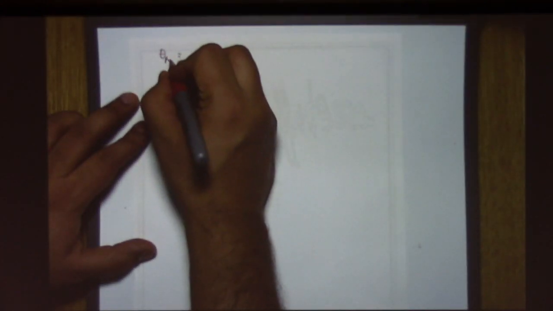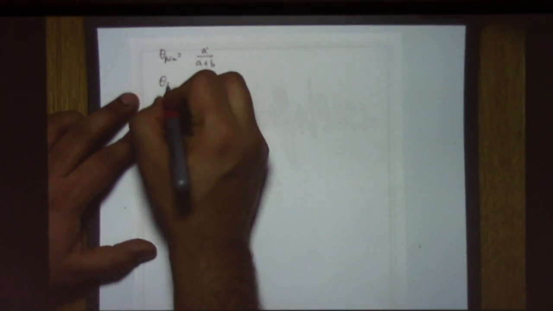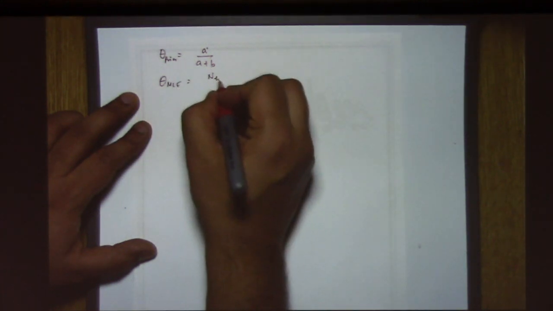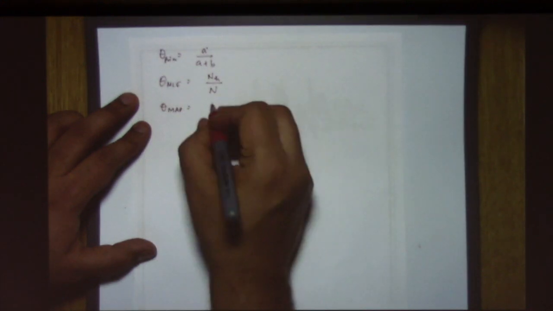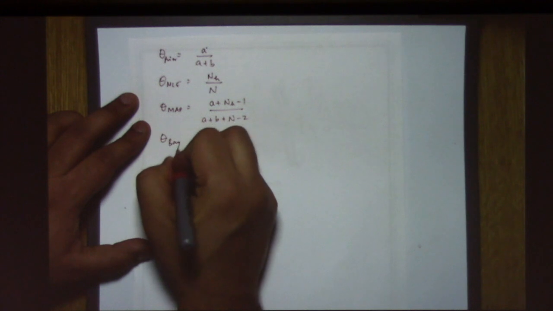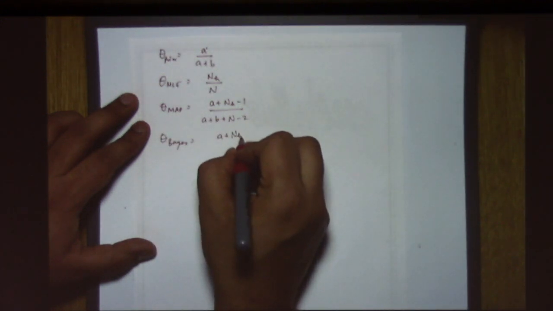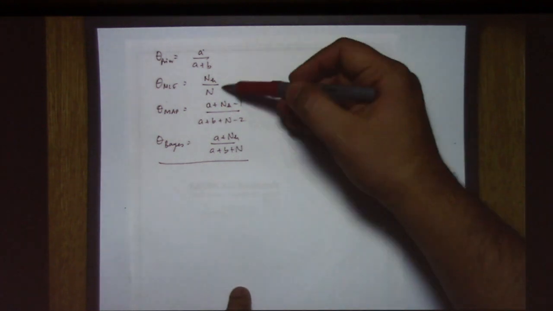Always remember that if you compute a prior using just a prior, then it is going to be A over A plus B. If it is just the MLE, then it is number of heads divided by total number of trials. If it is a MAP, then it is going to be a plus nh minus 1 over a plus b plus n minus 2. And if you are taking the Bayes averaging, then it is a plus nh over a plus b plus n. But do go through the notes and see how we derive this, because we have gone through the rigorous process of actually coming up with these expressions. So these are not magical expressions, right?